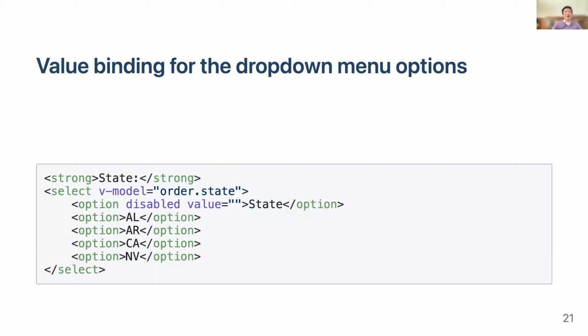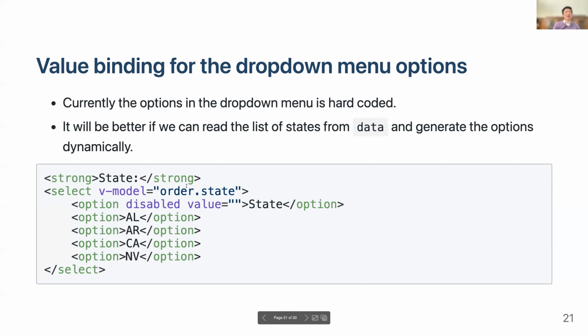Okay, and also the binding now for the drop-down menu options, which we created on the page, and we store the values in the order.state Vue property. Currently the options in the drop-down are hard-coded, so you have to manually enter these. It would be better if we can read the list from the data and generate the options dynamically. And so that's much better.